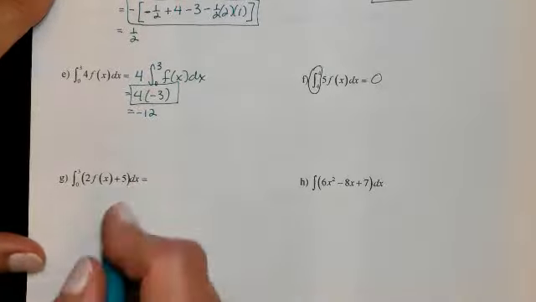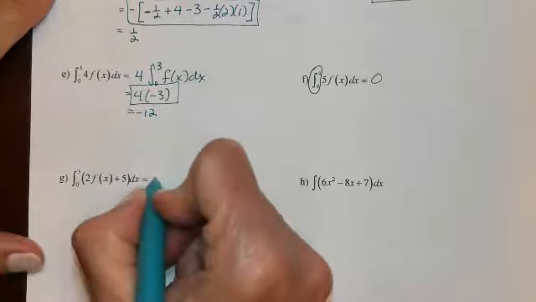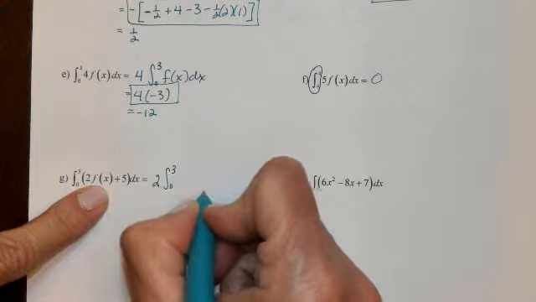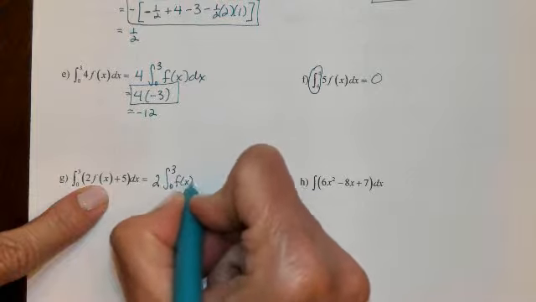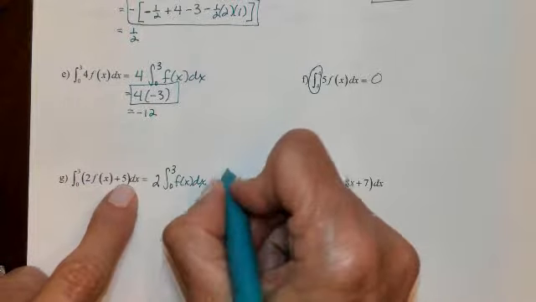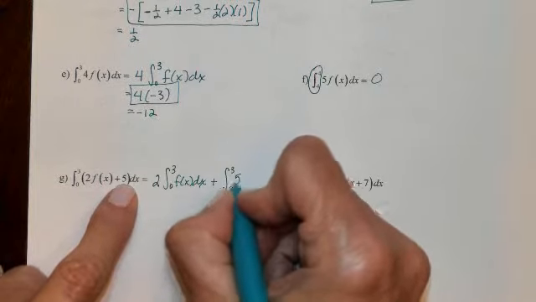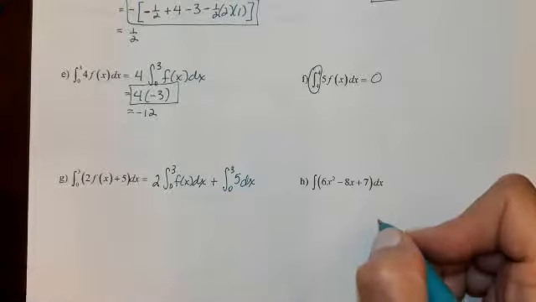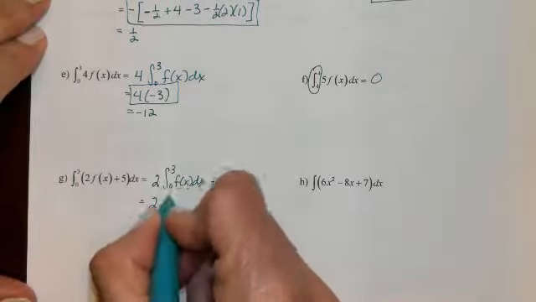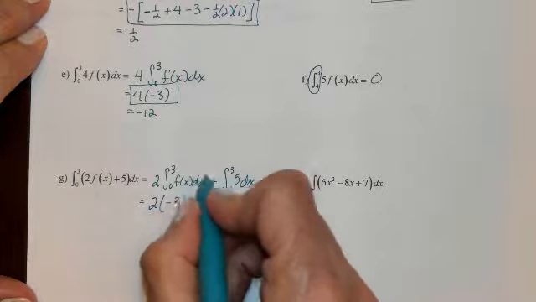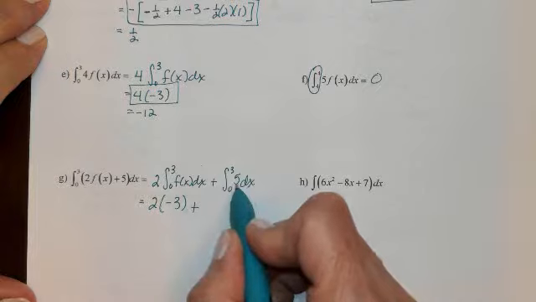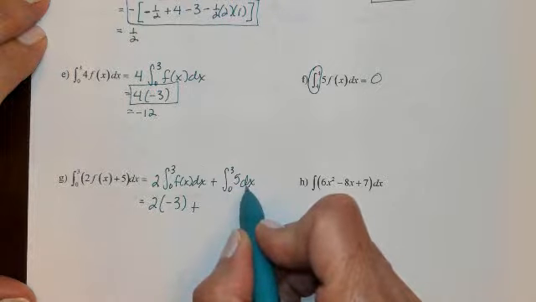Part G, let's split this up. So for the first piece, this is going to be 2 times the integral from 0 to 3 of f of x dx. I'm splitting this up into its pieces. Plus, now I come to the 5, so the integral from 0 to 3 of 5 dx. Okay? So this is just 2 times negative 3, this we found in part A, plus, now we have the integral of 5 dx.